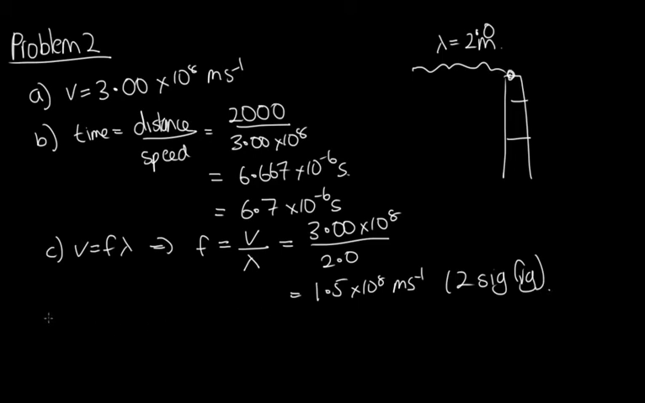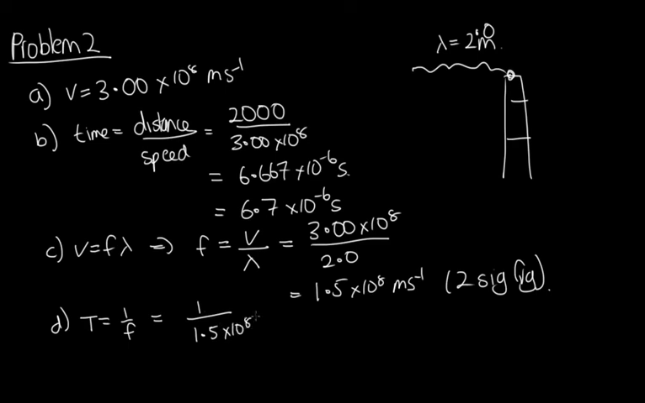Part D asks us, what is the period of the wave? Well, the period is equal to 1 over the frequency, the inverse of the frequency. And so the period is 1 over 1.5 times 10 to the 8.